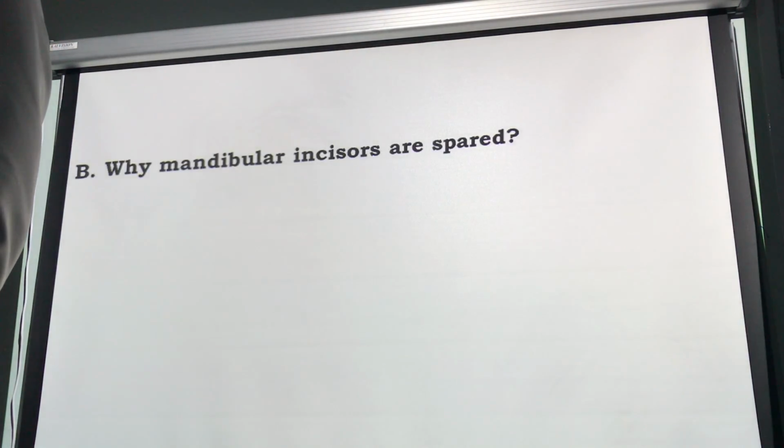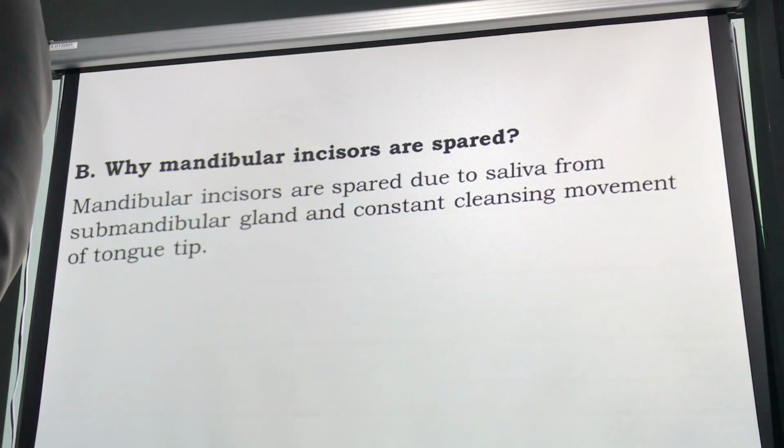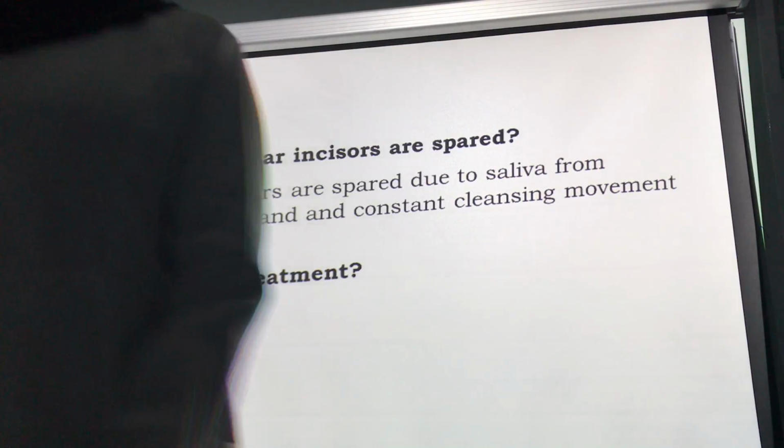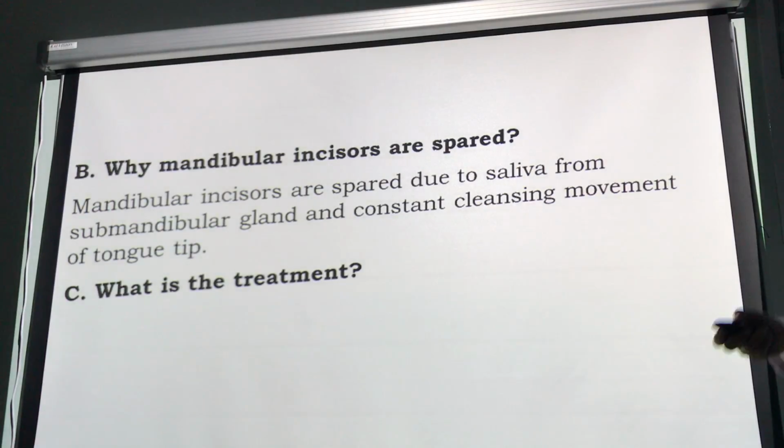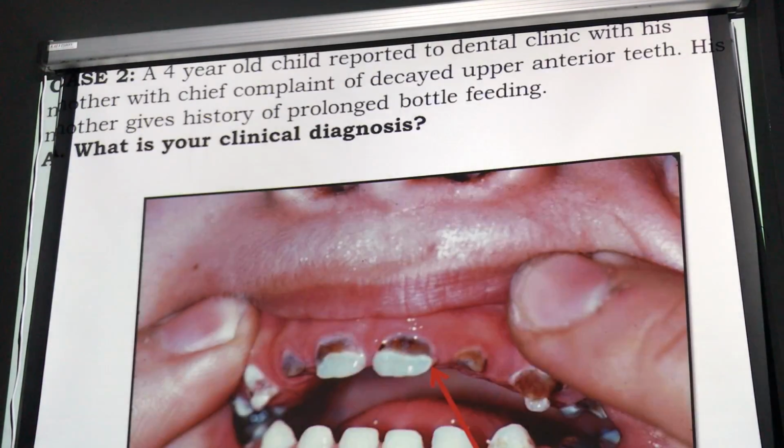So what will be your treatment for this patient? What kind of treatment will you give? Depending on the lesion. Looking at this picture, what would be your treatment for this patient? Drink water after milk. Okay, that is protection or prevention. Just drinking. What else? What are the alternatives for drinking?